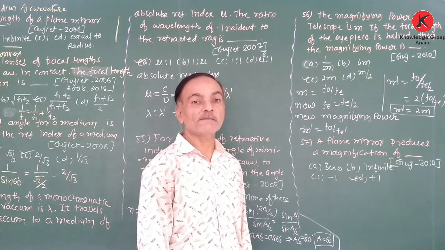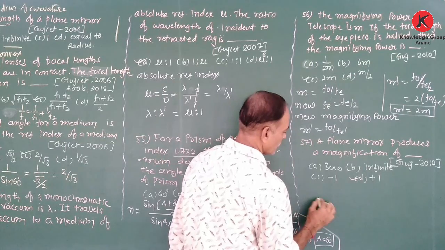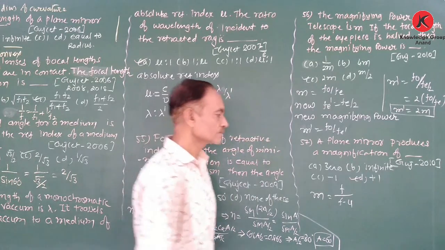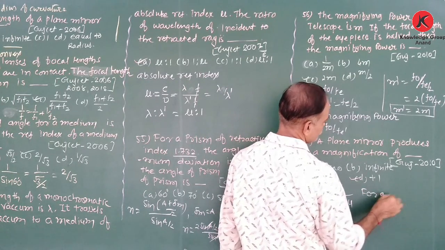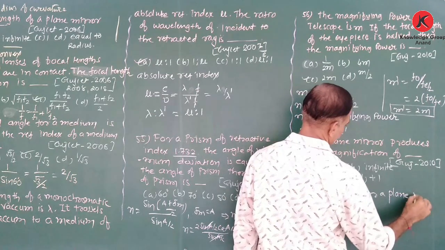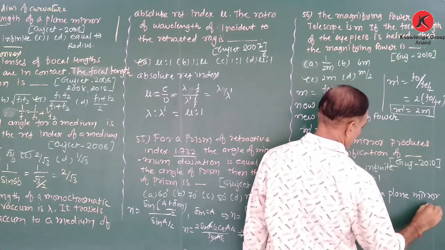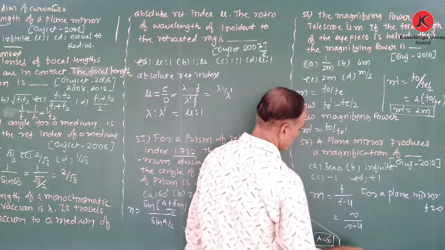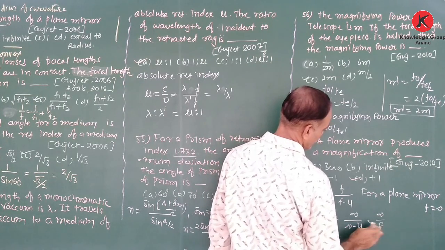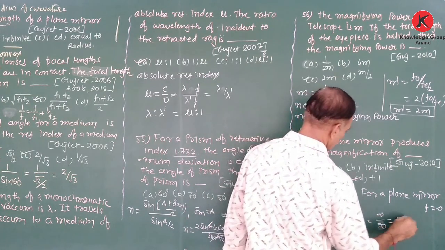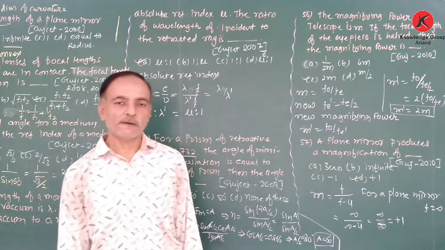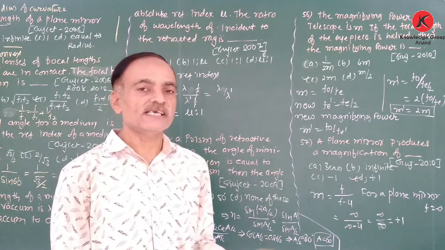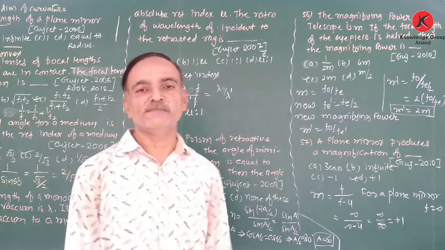Next, also asked in 2010: a plane mirror produces a magnification of what? We know that m is equal to f upon f minus u. For a plane mirror, f is equal to infinity. Therefore infinity upon infinity minus u. Infinity upon infinity gives plus 1. So the magnification of a plane mirror is 1, because from experience, whatever the object, the same size image is formed by the plane mirror.